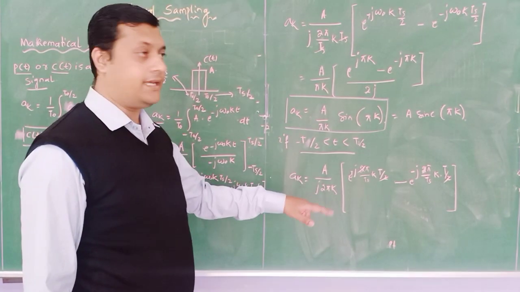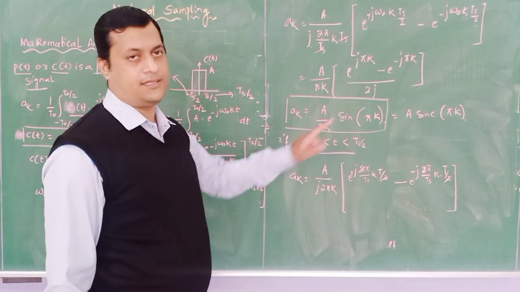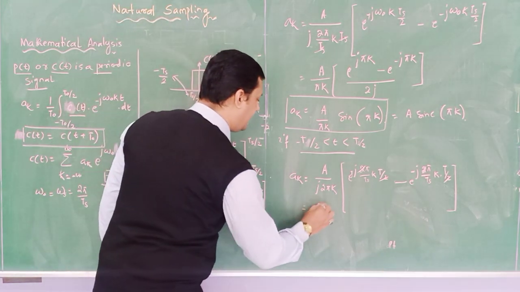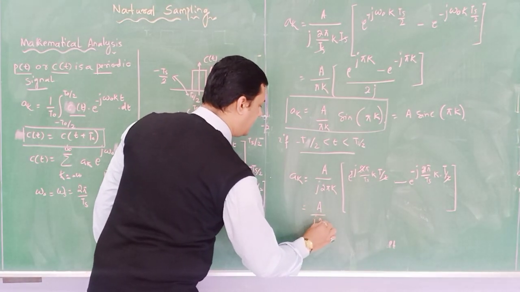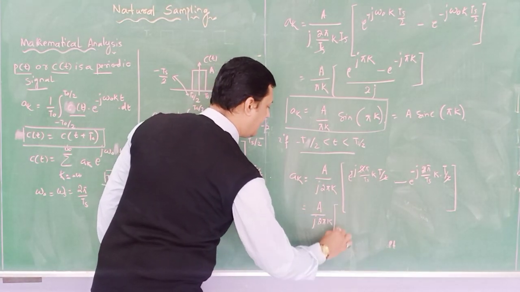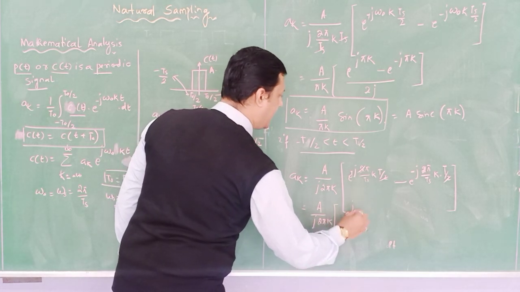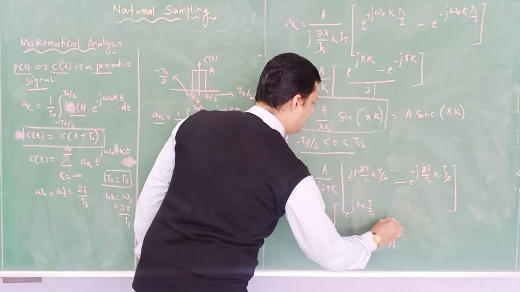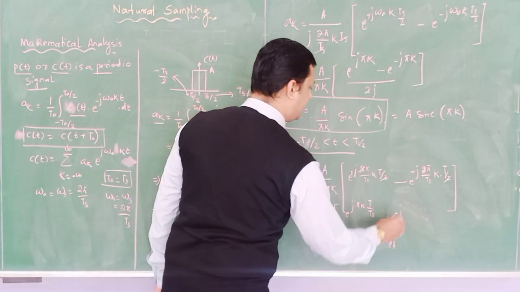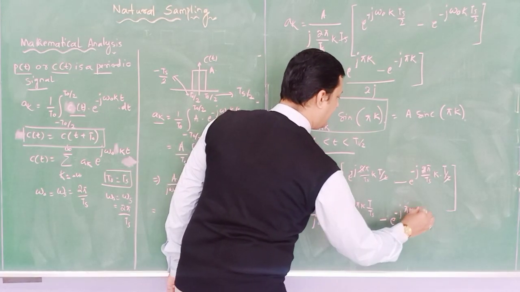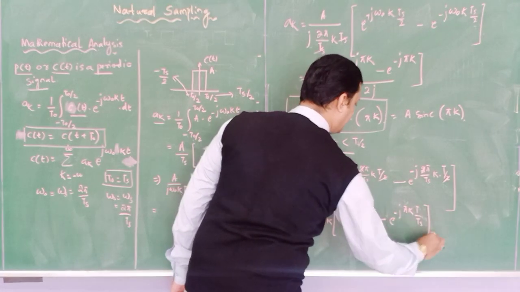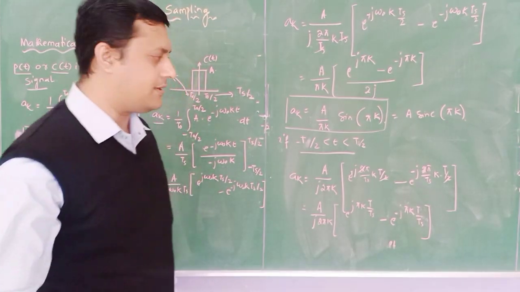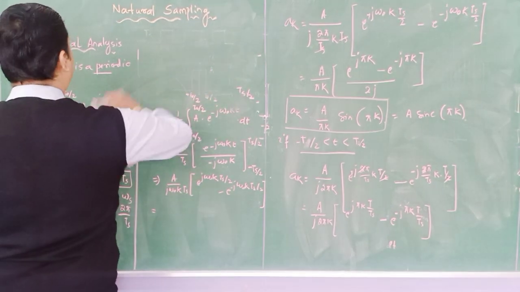If the limitation is minus T by 2 to plus T by 2, it is not the sampling time period limitation. Okay. In that case, it is A divided by 2 pi k, e to the power j pi k capital T by Ts, minus e to the power minus j pi k T by Ts. Then take this j inside, you will get your sine function. Okay. So let me write.